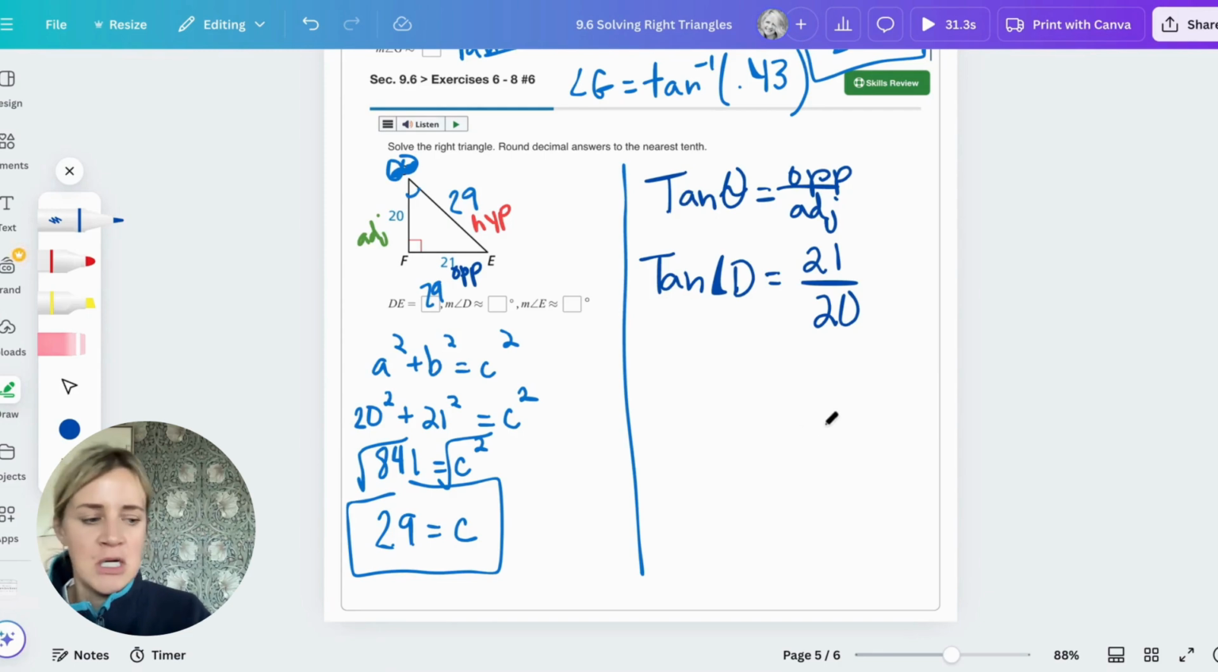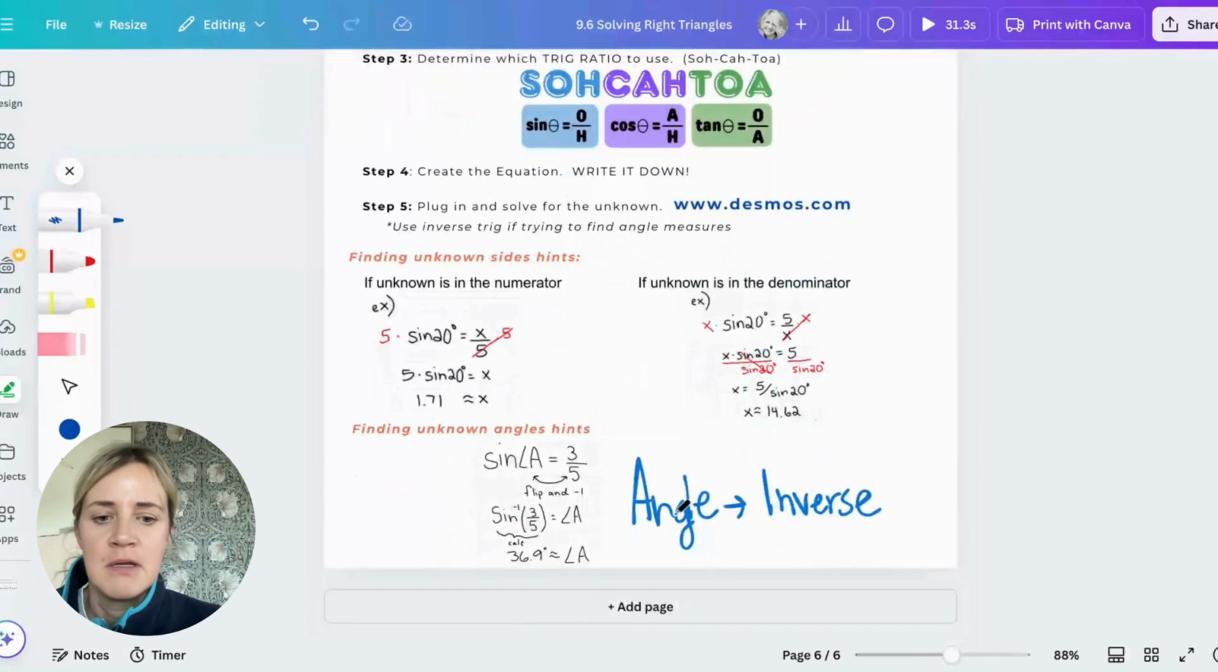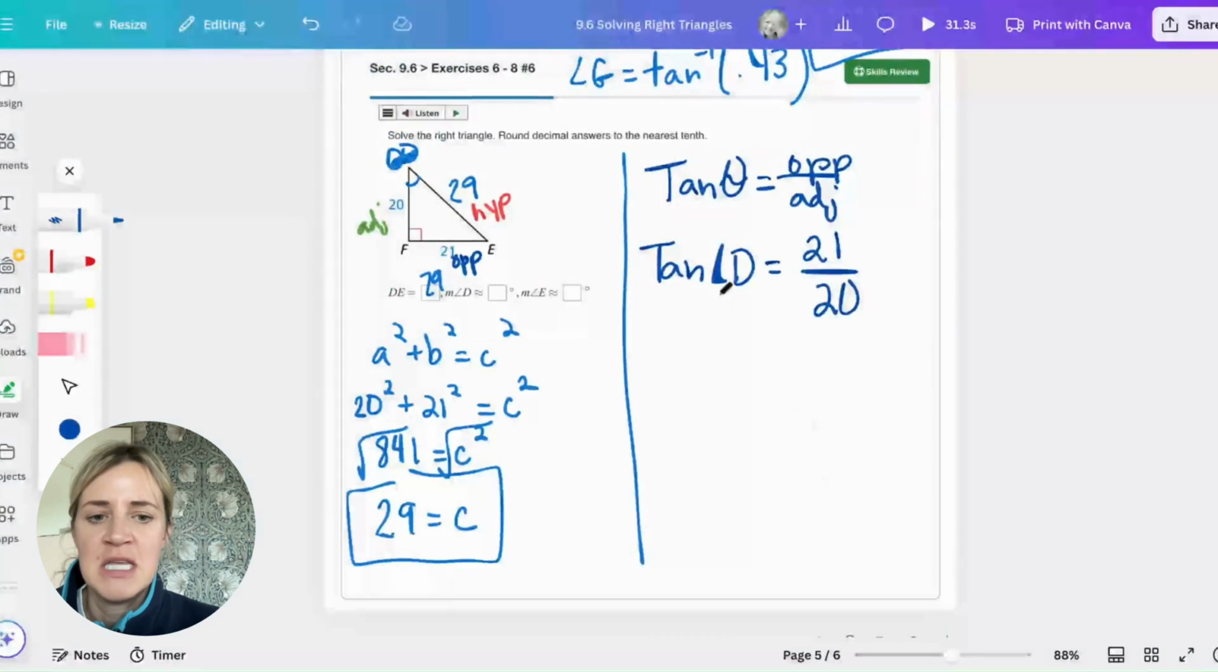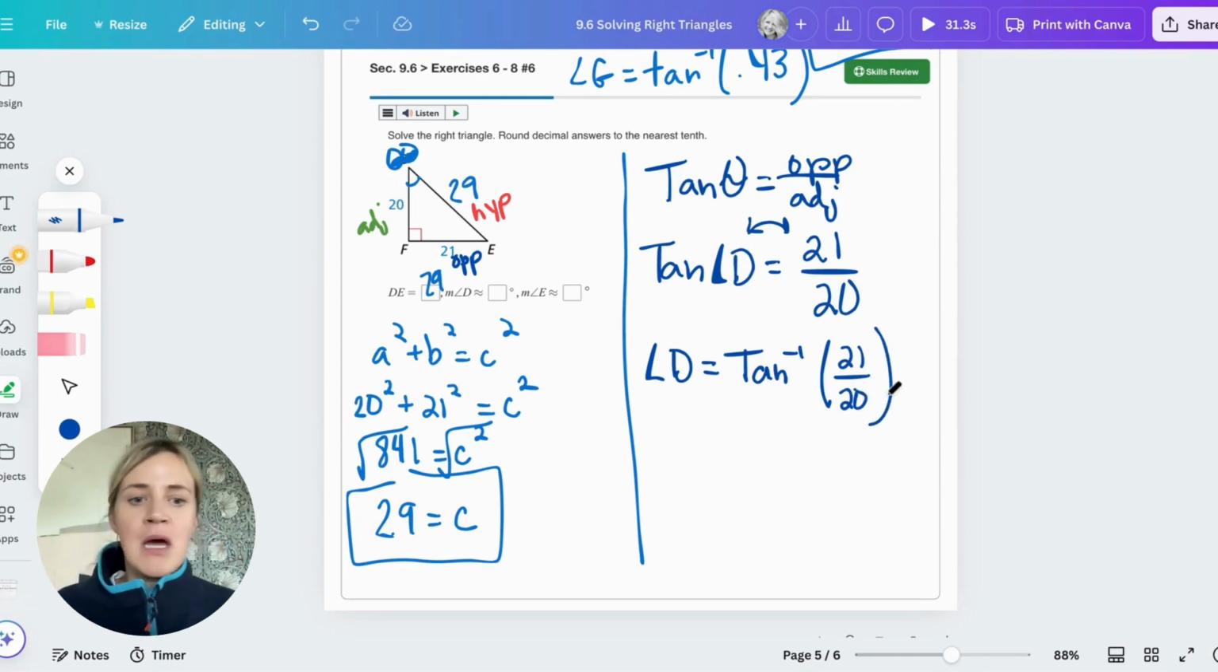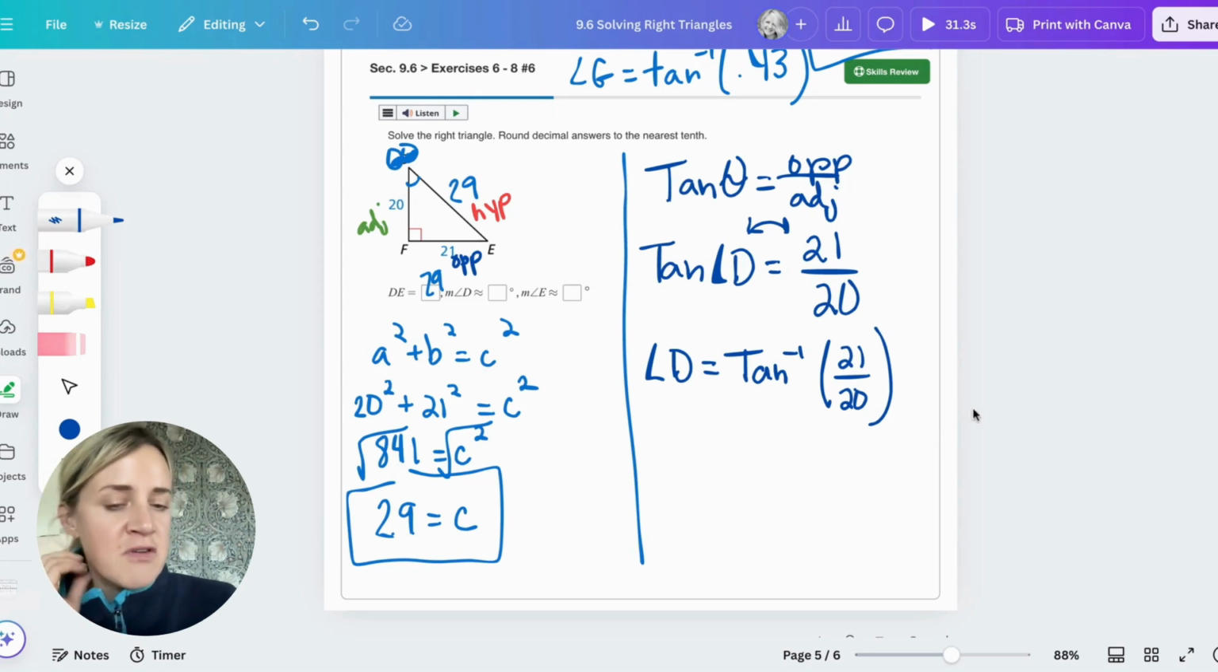Remember in our notes, remember angle inverse. We're trying to find the angle measure, so we're going to use inverse. Make that swap. Inverse tan cancels it out. Angle D is going to equal the tan inverse of that fraction, 21 over 20. That's probably the hardest part, figuring out that swap. Anytime you're trying to undo it, just think it's like division, but it's not, it's inverse. So you put in your calculator tan inverse 21 over 20.